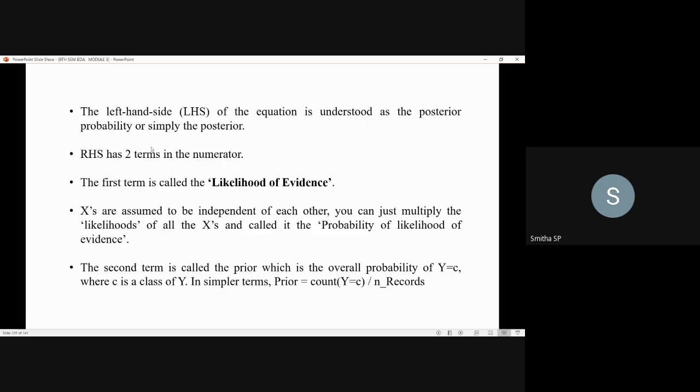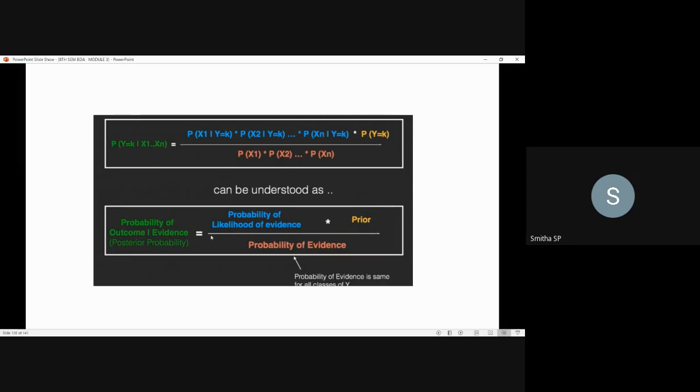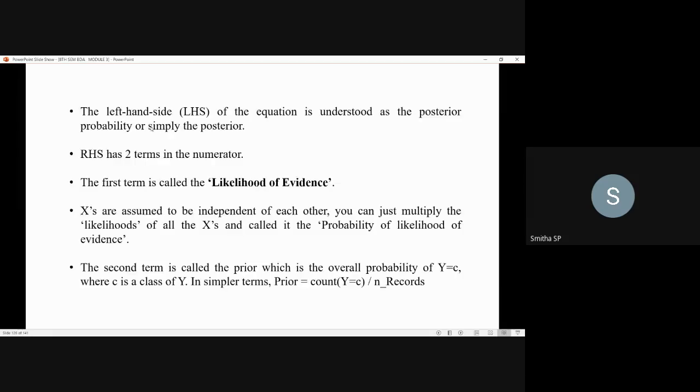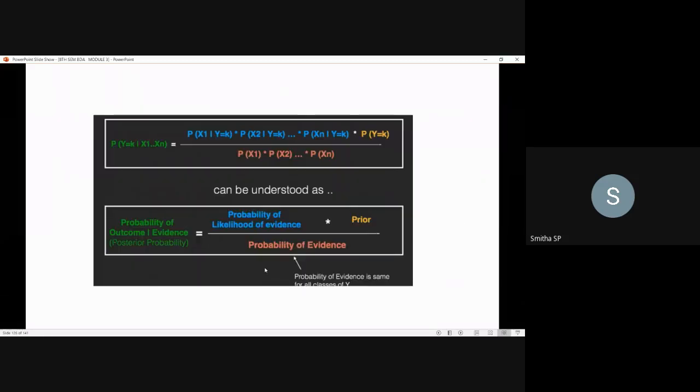Yes, that's the explanation I gave. I have written it here. The LHS of the equation is called the posterior probability, or simply the posterior. The RHS has two terms in the numerator: one is the likelihood of evidence, and the second one is the prior. In the denominator, you have the probability of evidence. This probability of evidence is the same for all the classes of Y.